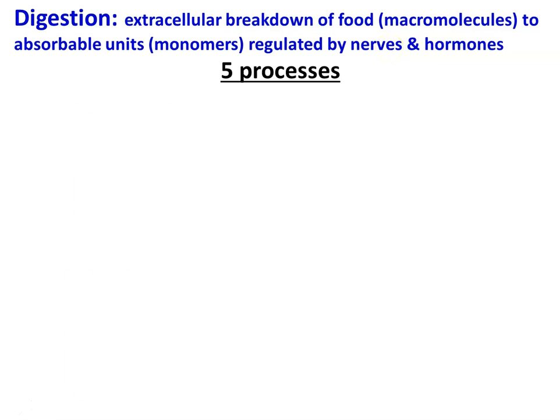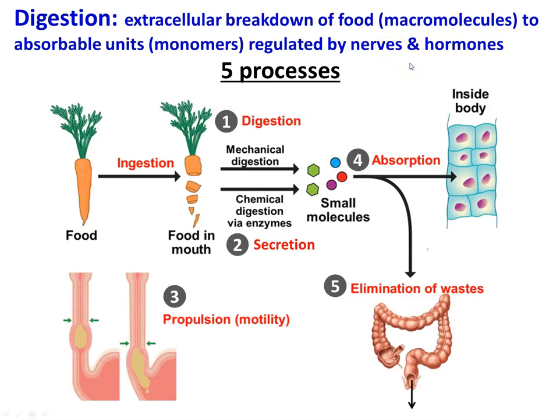Now, there's 5 main processes. So I have this little picture here. And what you folks are seeing is it starts off with digestion. However, first, we need to put food in our mouth. So here, we put food in our mouth, that's ingest. But as soon as we start chewing, that's mechanical digestion. And then we need to do something called chemical digestion.